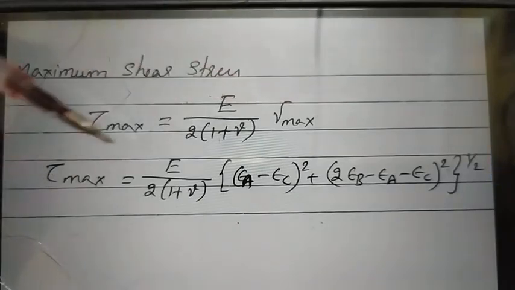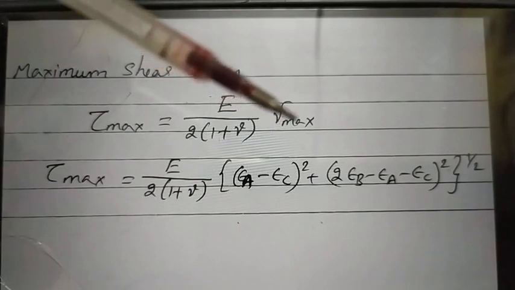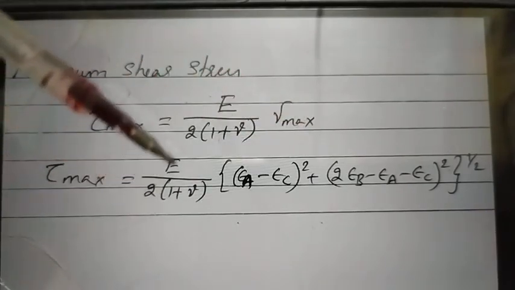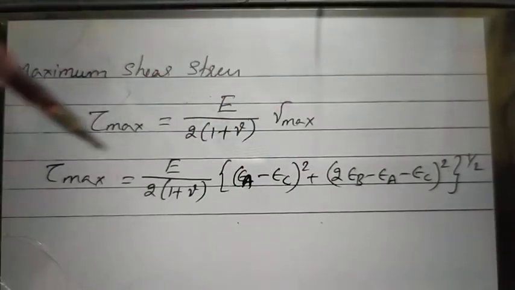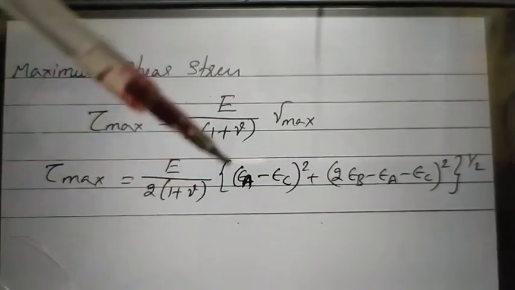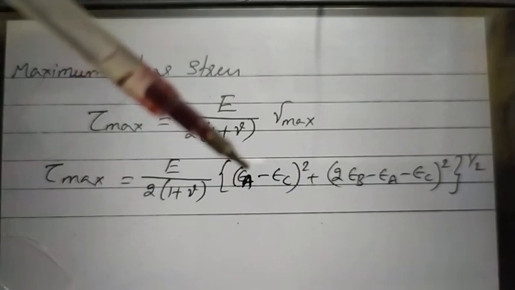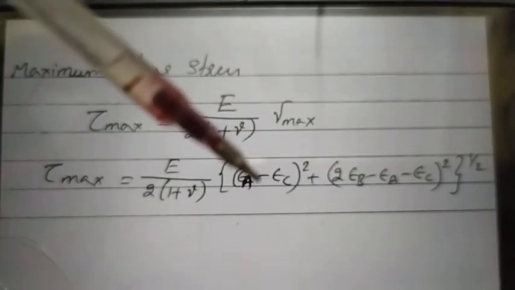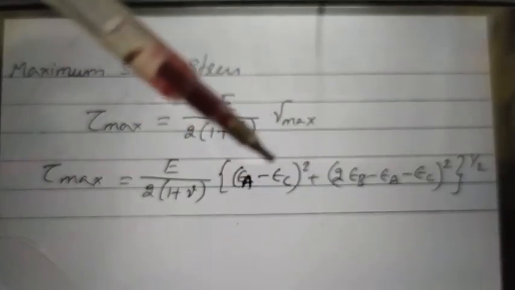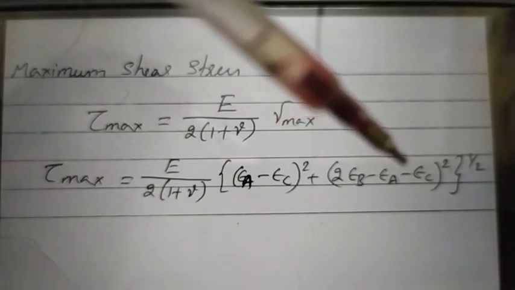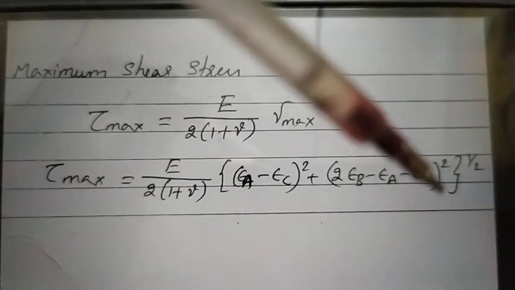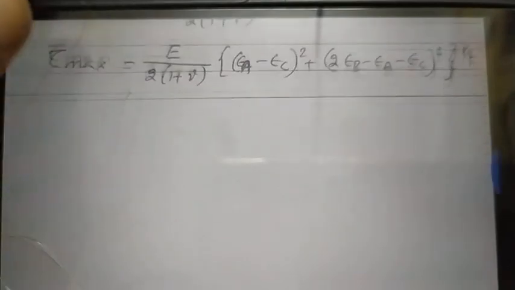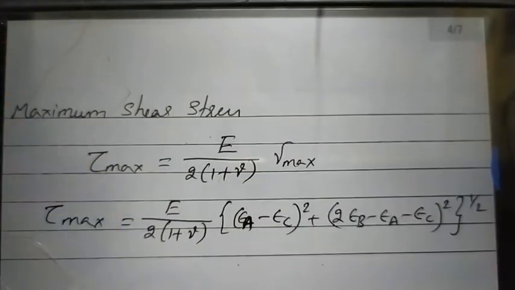But for the expression form, if you substitute that equation here and simplify, you get tau max is equal to E by 2 into (1 minus nu), in the bracket, (epsilon A minus epsilon C) whole square plus (2 epsilon B minus epsilon A minus epsilon C) whole square, closing the curly bracket, to the power of 1 by 2. So it is in the root. That completes the 2-element rectangular rosette.